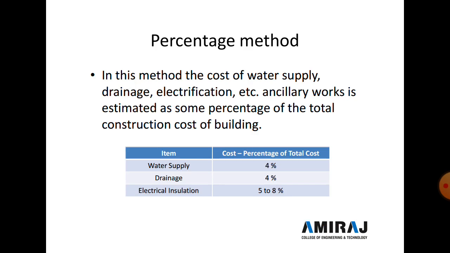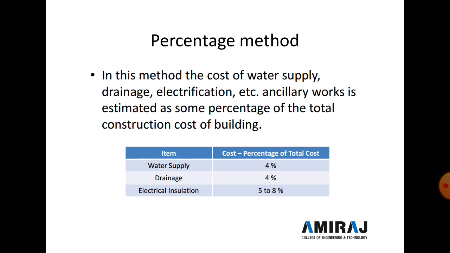Now the next method is the percentage method. In this method the cost of water supply, drainage, electrification, etc. are estimated as a sum of percent of the total construction cost of the building. So here 2 to 3 items are given: water supply, drainage, electrical installation. The cost as a percentage of the total cost is 4%, 4% and 5 to 8%. So here 4% for water supply.